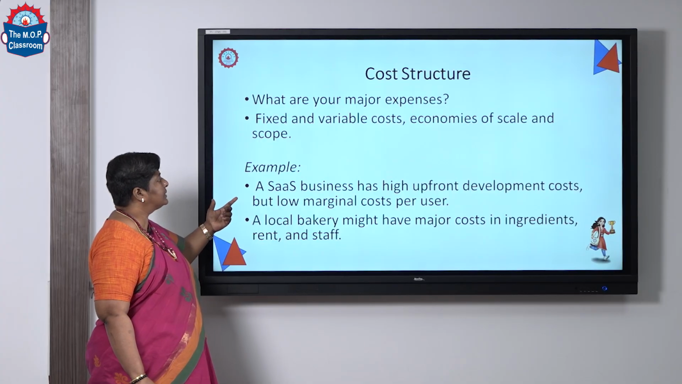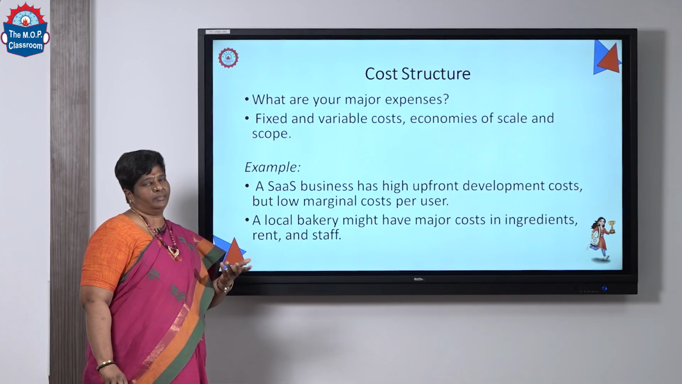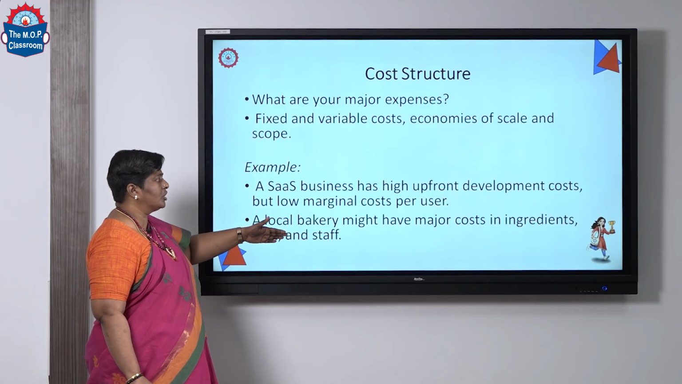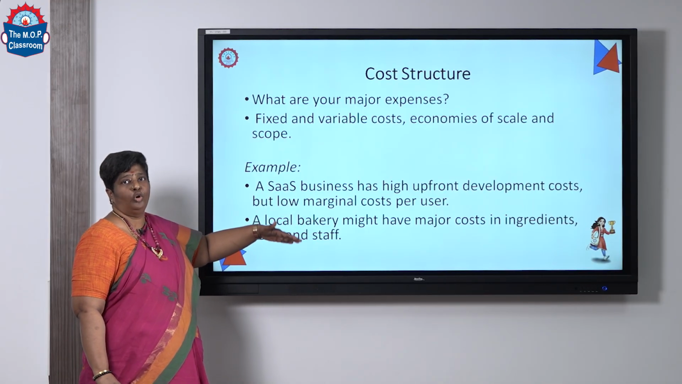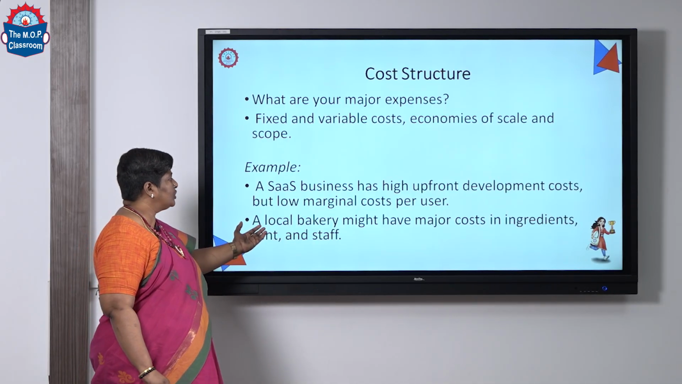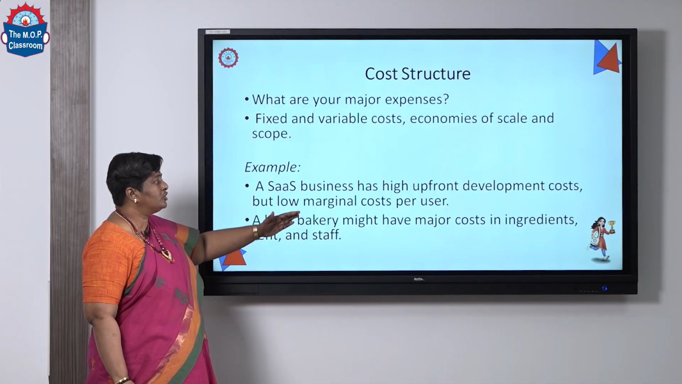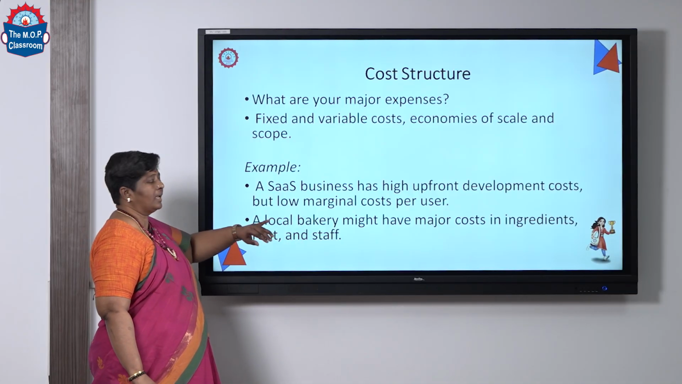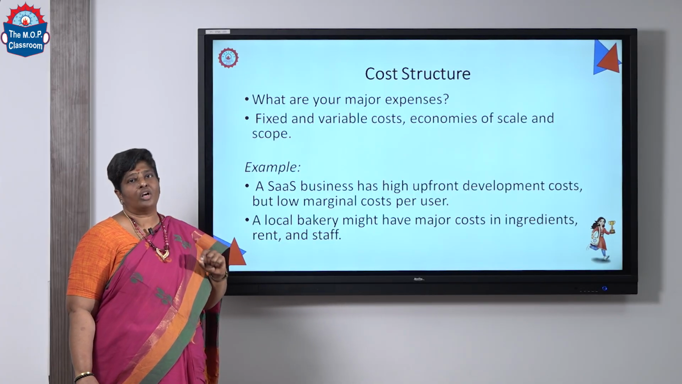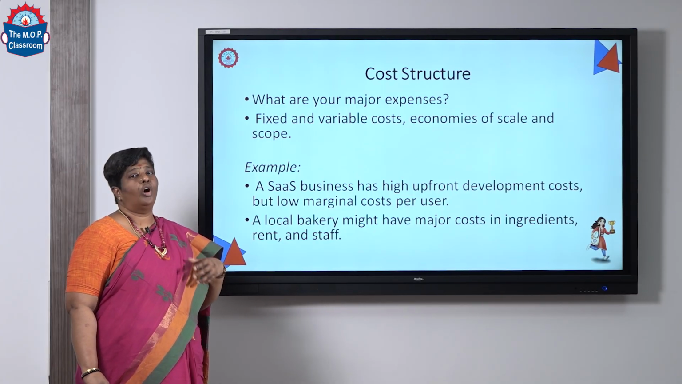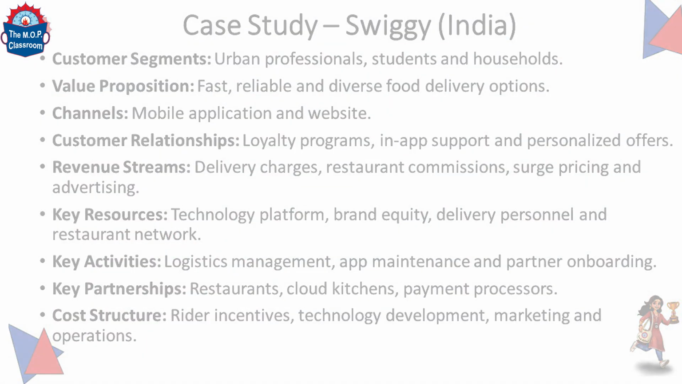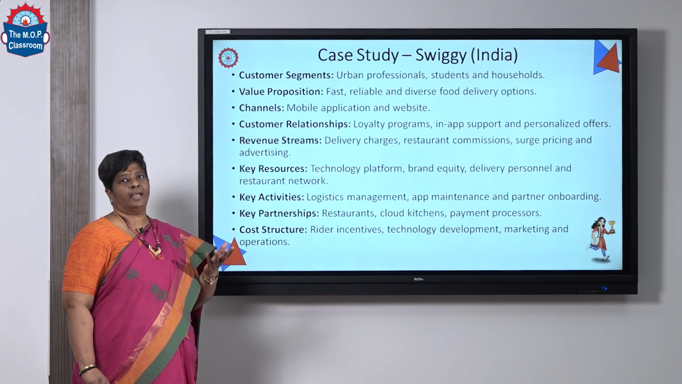For example, a SaaS business has high upfront cost because they are creating the software, but later the marginal cost per user will be lower. So, the upfront cost of any software product will be higher. Then if you see a local bakery, the major costs will be ingredients, rent and staff. So, they need to plot what are the different costs they will incur to run their business. Let us dive into the first case study, which is Swiggy. How Swiggy is running their business.